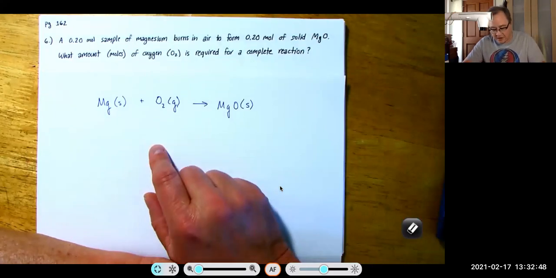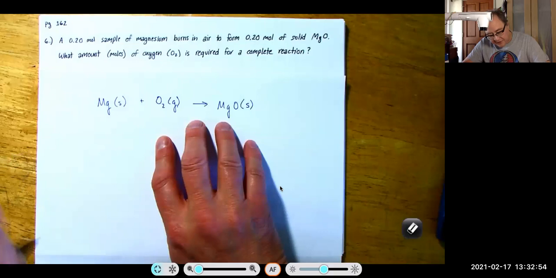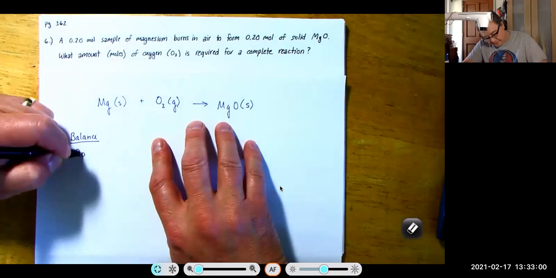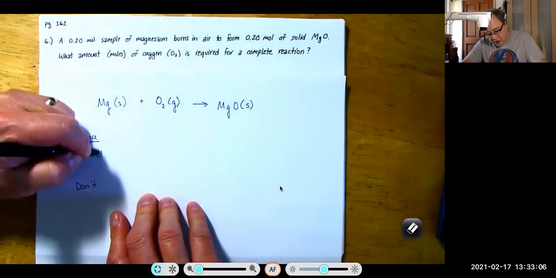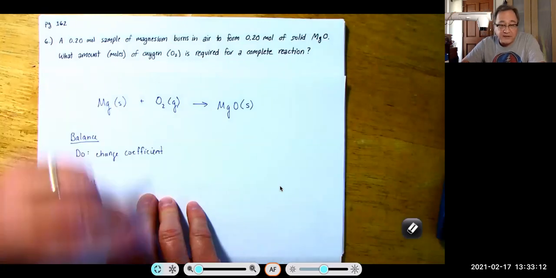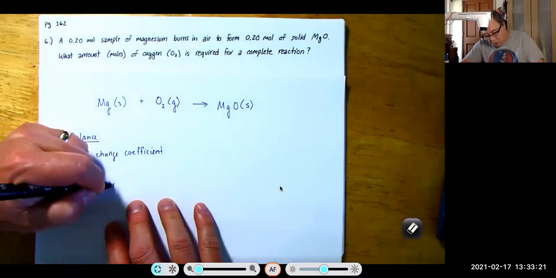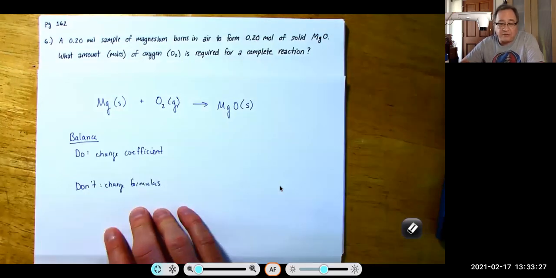Okay, good. Okay, so here, let's balance the reaction. Now, to balance the reaction, there's one do and there's one don't. Do, change coefficients. Now remember, the coefficient is the number in front of the formula telling you how many of that formula you have. Don't change formulas. That's all there is. One do, one don't. So let's do a don't for the above.